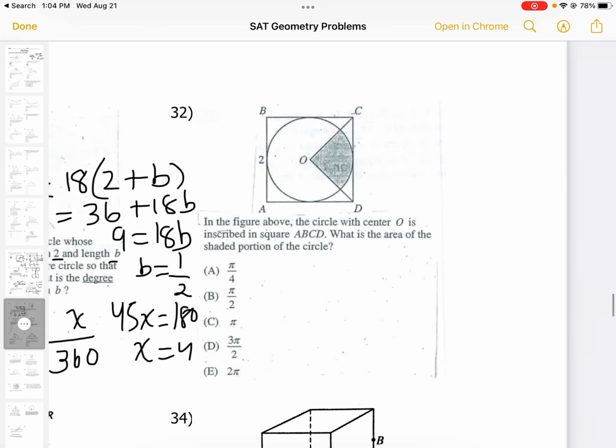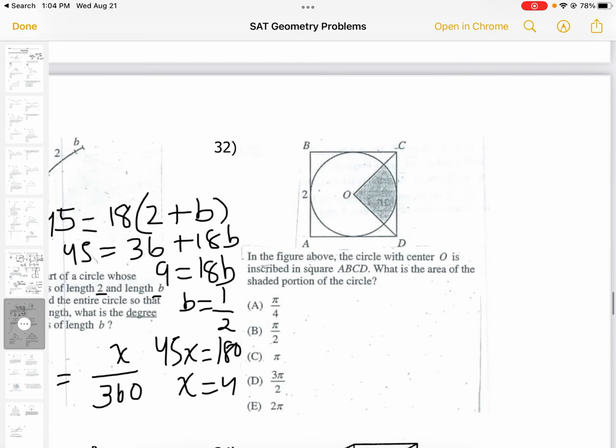All right, on to the last question of this video. Number 32, in the figure above, the circle with center O is inscribed in square ABCD. What is the area of the shaded portion of this circle? Okay, let's see.